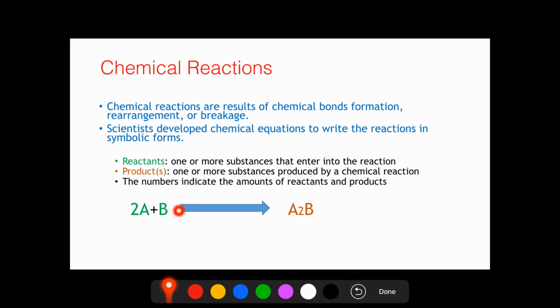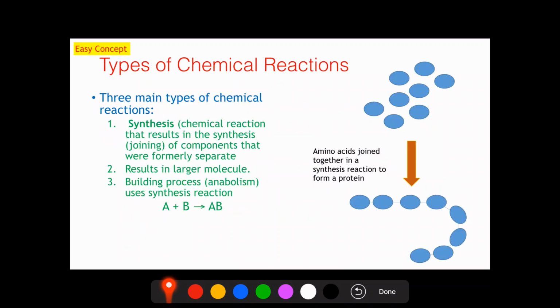Usually we will have an arrow to indicate the direction of the reaction, and we have numbers that indicate the number, or the amount, of reactants and products. For example, here we have 2 A's and here we have 2 A's, and so on. So this is a very simple form of a chemical reaction. Now, based on the reactants and the products, we will have different types of chemical reactions.